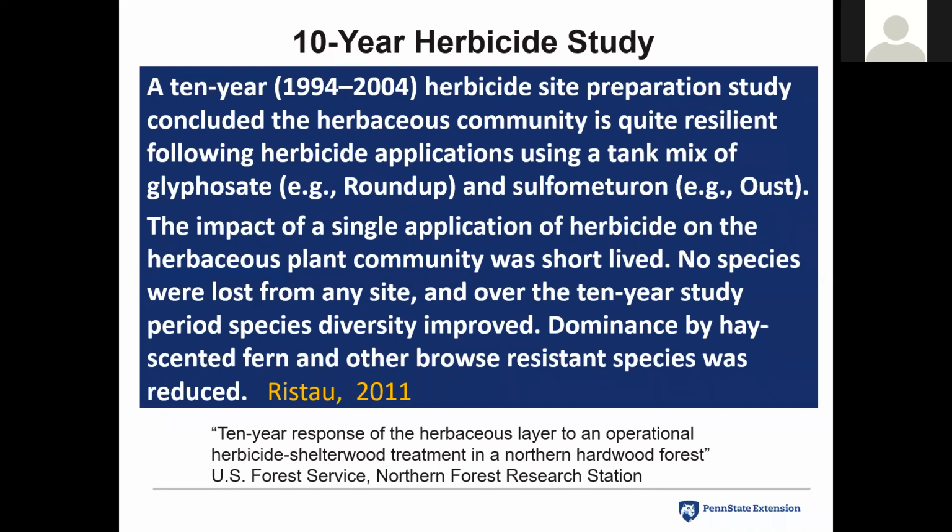They found that the herbaceous community was quite resilient to the herbicides using a tank mix of glyphosate, for example, Roundup, or sulfometuron, for example, Oust. The impact of a single application of a herbicide on the herbaceous plant community was short-lived. They found that no species was lost from any one of the research sites over the 10-year study. And species diversity actually improved. So dominance by hay-scented fern and other browse-resistant species was reduced. And when they reduced that dominance, they didn't eliminate those species, but what they found was that diversity over that 10-year time frame, particularly inside a deer fence, just greatly increased.